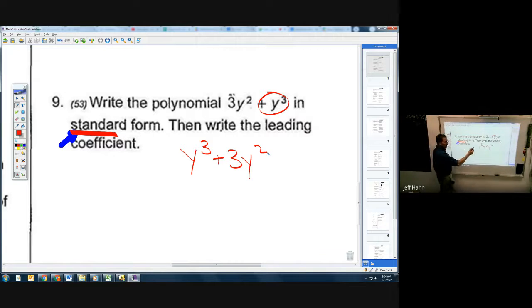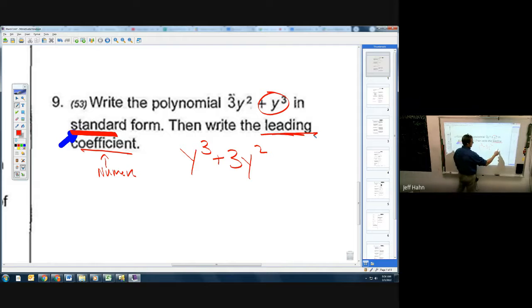And the leading coefficient? Coefficient is a number, and leading means the one in front. What number is in front of the y cubed? Well, we don't write ones in front of it, but that's what it is. So the leading coefficient would be 1. If this had been 2y cubed, then the leading coefficient would be 2.